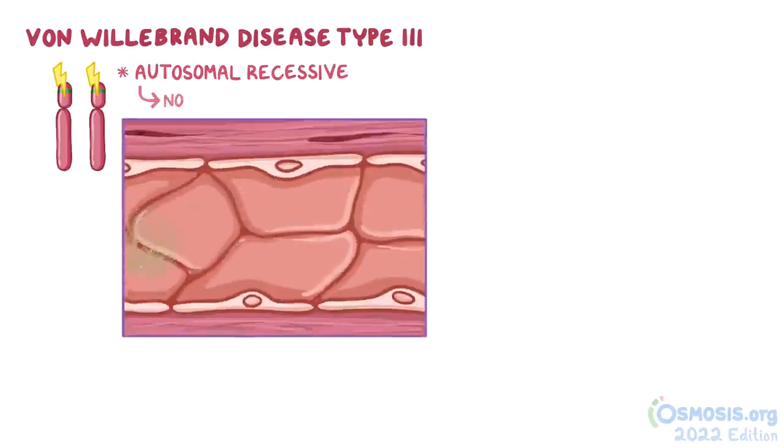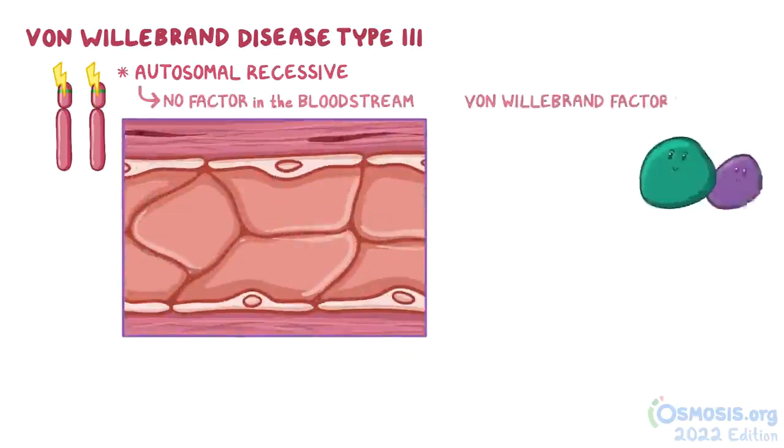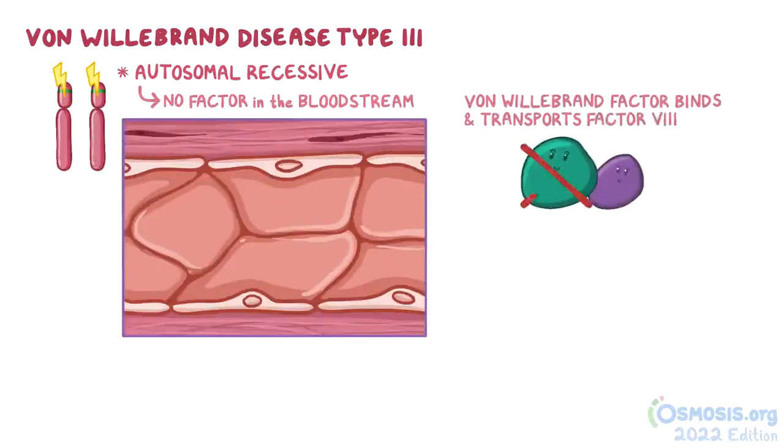The rarest, but also the most severe type of von Willebrand disease is type 3. It is an autosomal recessive disorder, meaning that both alleles must be defective to have symptoms. Because both alleles are affected, people with type 3 von Willebrand disease present with virtually no von Willebrand factor in their bloodstream, making the disease very severe. Also, since von Willebrand factor binds and transports factor VIII, people with von Willebrand disease type 3 typically present with a very severe factor VIII deficiency.